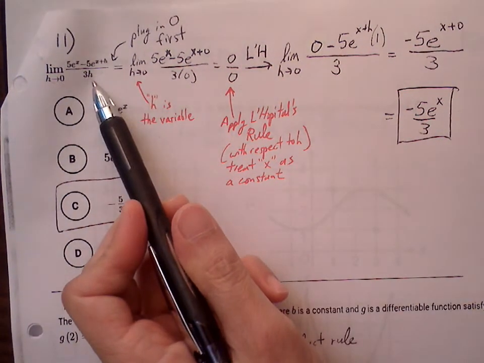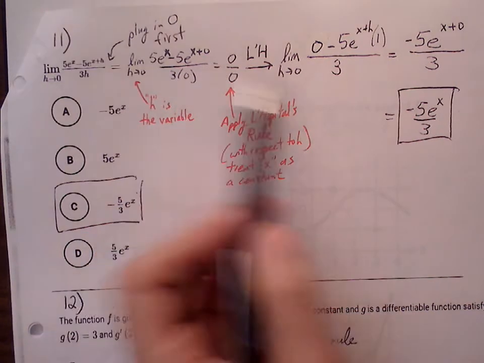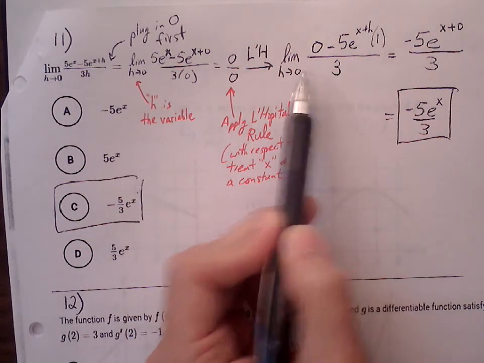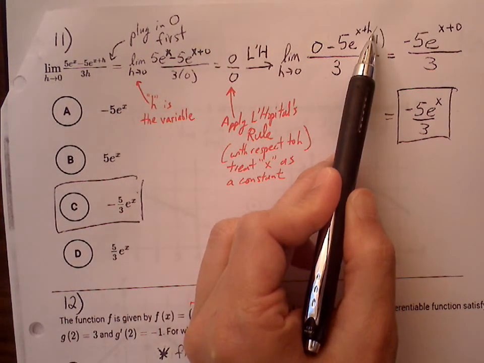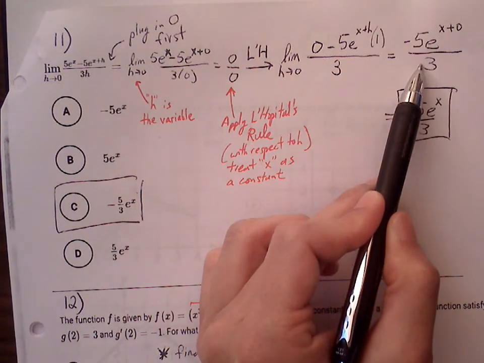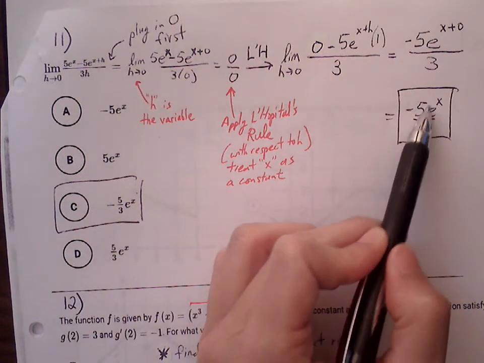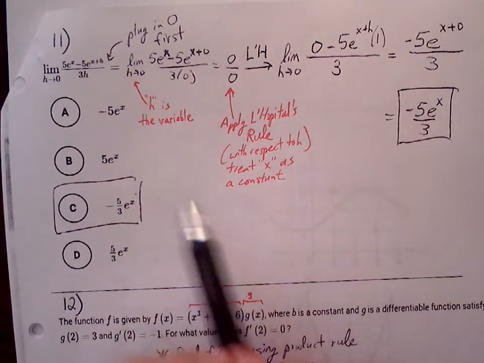3h, there's an h here, so the derivative for 3h is going to be 3. And now we reevaluate. So replace any remaining h with 0. We get negative 5e to the x plus 0 over 3. And that's just negative 5e to the x over 3. That's answer choice C.